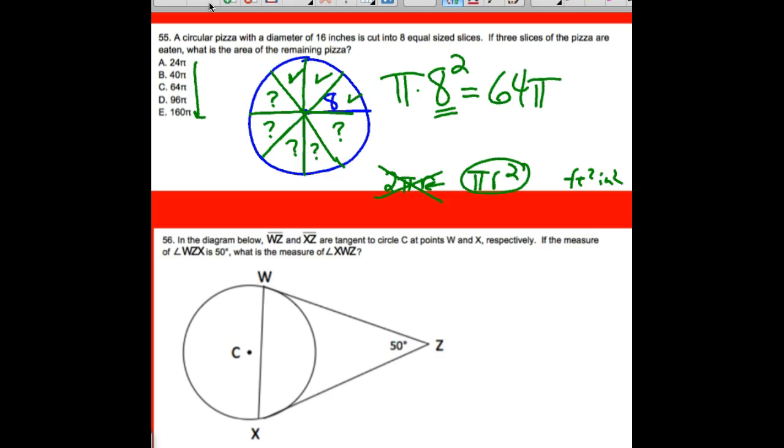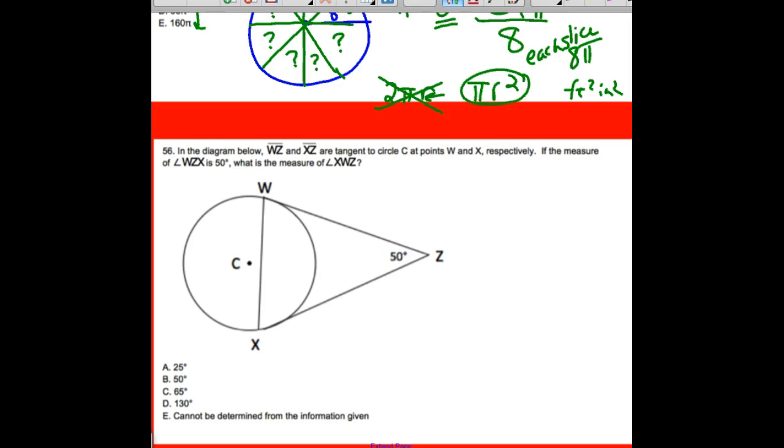That's the whole dang thing. It was chopped into 8 equal pieces, which gives me 8 pi for each slice. I'm going to write this, each slice, 8 pi. I ate 3 of them, or 24 pi, and I didn't eat 5 of them, or 40 pi. And it says, what is the remaining? So it'd be B. And last but not least, number 56.